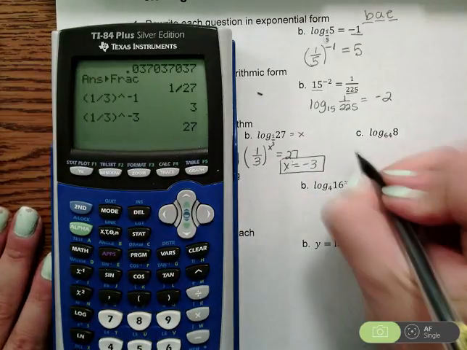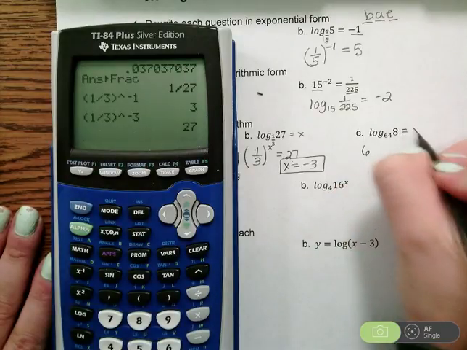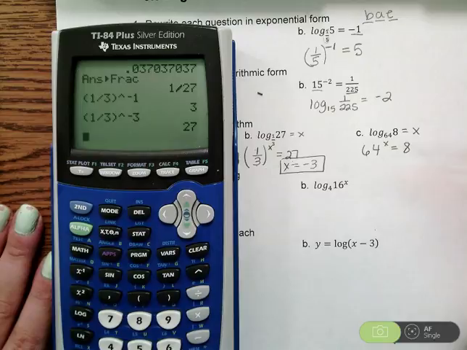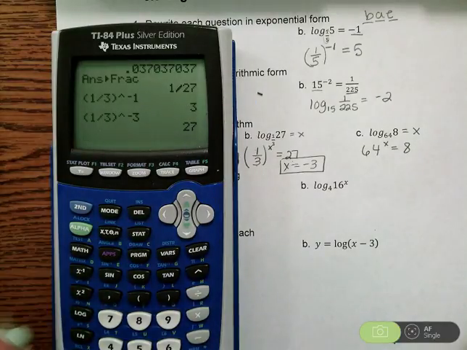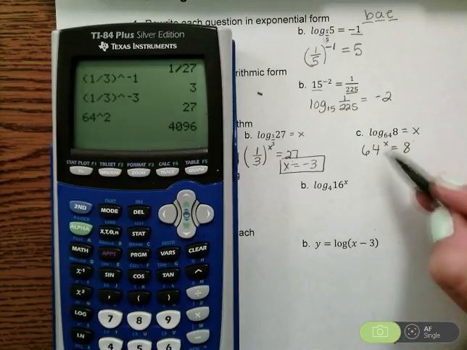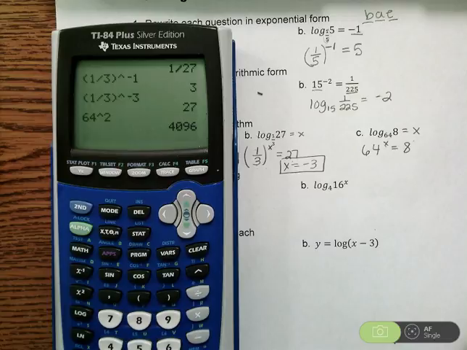On C, if we think of it as equaling x, 64 to the x power is 8. A lot of you are going to be tempted to say 2, but watch what happens. If we do 64 squared, we get a way bigger number. That's because 8 squared gets us to 64, so we need to go backwards. If you remember, the opposite of squaring is square rooting. The square root of 64 is 8.